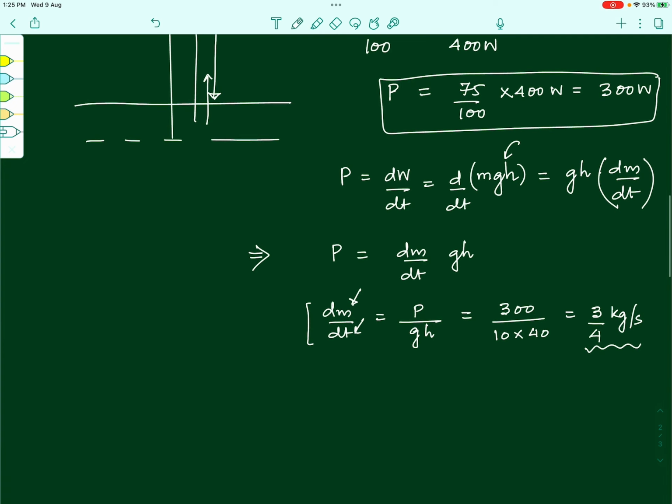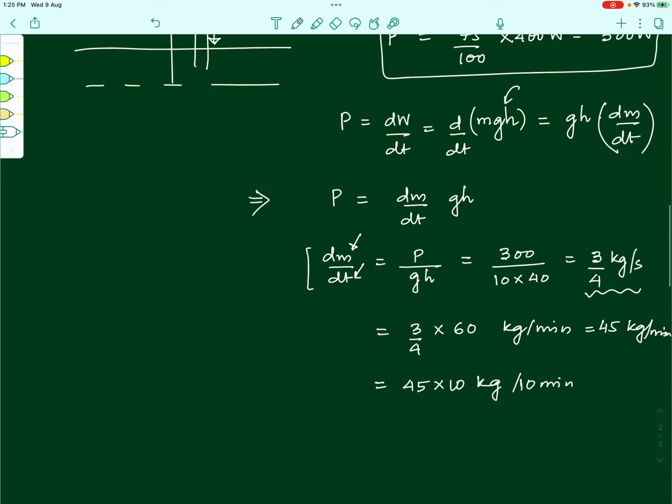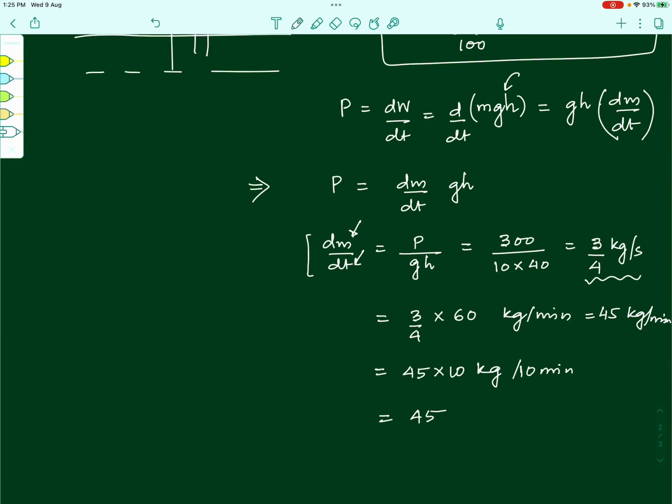So, we have got the amount of water pumped up per second. From here we can find out the water pumped per minute. Can we say the same value can be written as 3 by 4 into 60 kg per minute, right, which is 45 kg per minute. And we are supposed to find out in 10 minutes how much water is pumped up. So, 45 into 10 kg per 10 minutes, isn't it so? So, it is 450 kgs of water that is pumped up in 10 minutes by the pump.